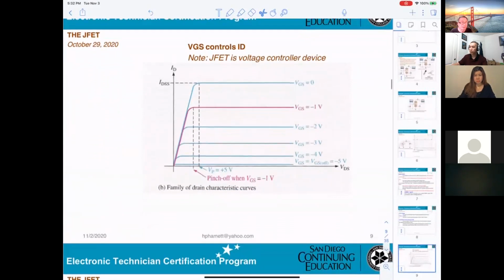On this display here, it is very clear for you. This is the IDSS, and we vary VGS from -4, -3, -2. That will give you the value of the ID. So that's why we can say the JFET is voltage controlled. It is controlled by VGS.